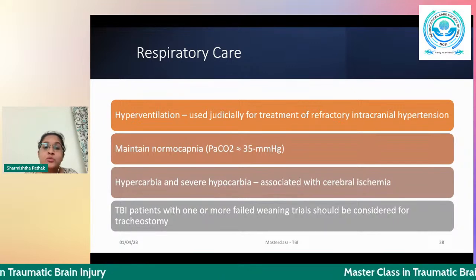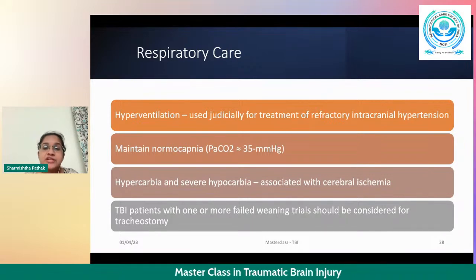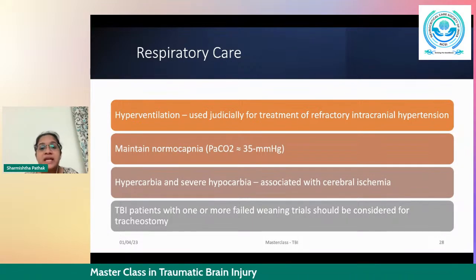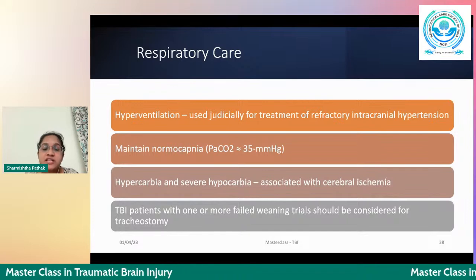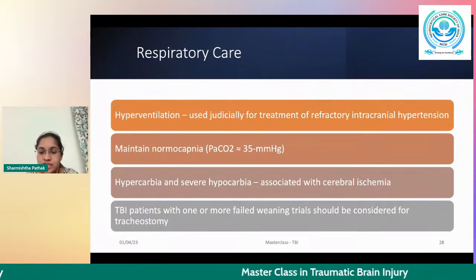TBI patients with one or more failed weaning trials should be considered for tracheostomy, as early tracheostomy can help us in maintaining oral hygiene, preventing ventilator-associated pneumonias, and thus early rehabilitation of these patients.